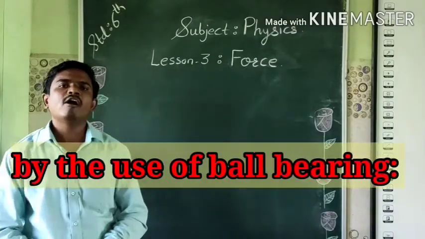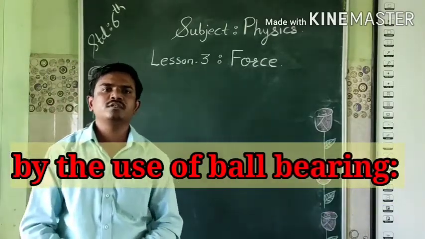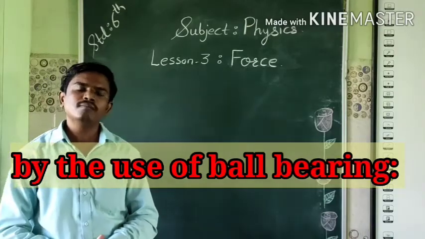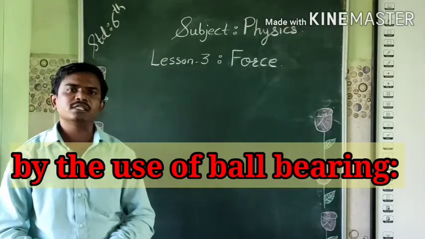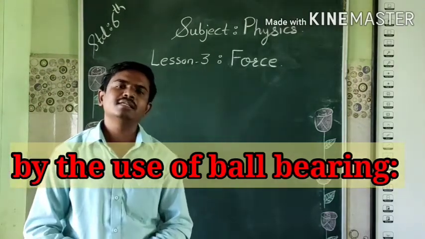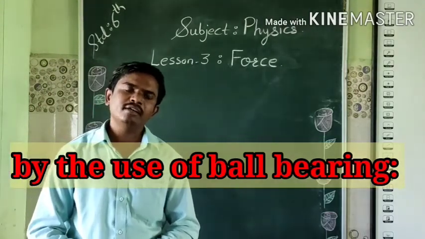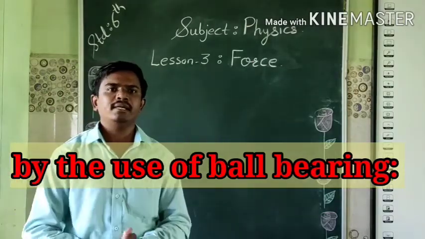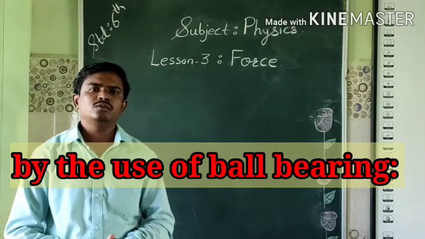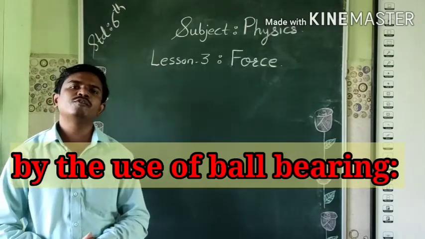Now third way of reducing the force of friction: by using ball bearings. We know that students, rolling friction is very much less than sliding friction. So we can use ball bearings to reduce the force of friction.